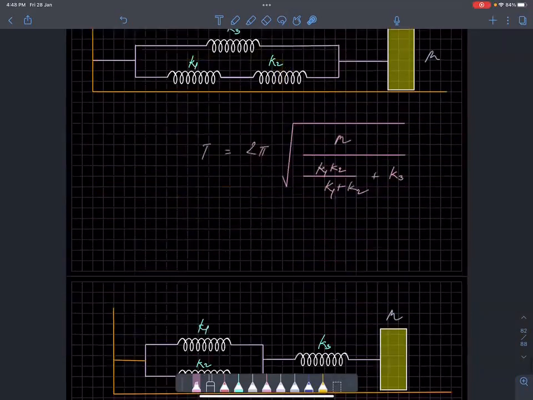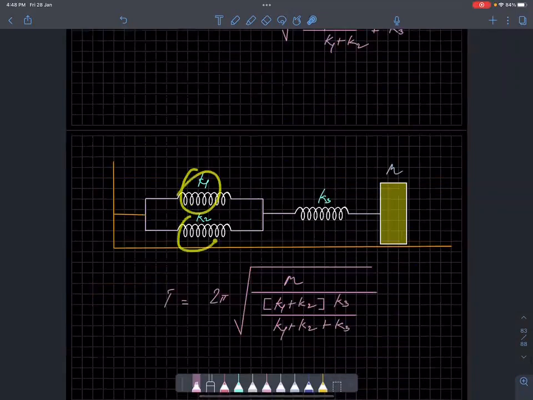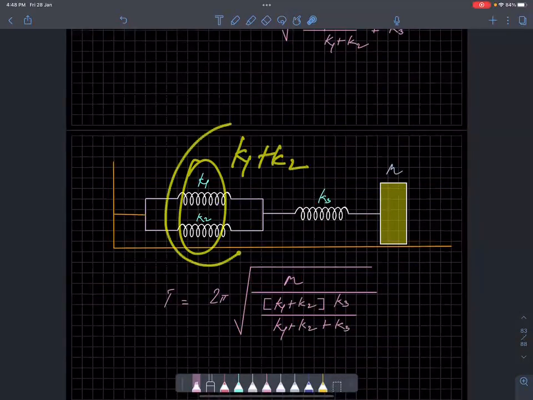Okay. What about this? First these two are in parallel, then this is in series. So first you add these two. It will be K1 plus K2 because they are in parallel. This whole thing is in series.